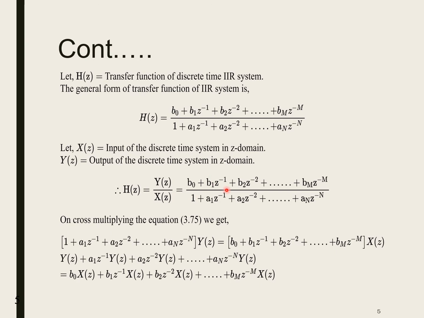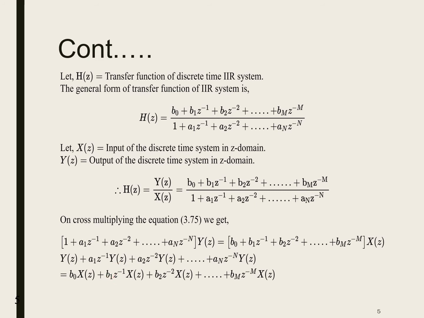Okay. Now, what is the next step? Just cross multiply on both sides. So cross multiplying the equation, what will we get? Y of z into 1 plus A1 z inverse plus A2, this equation, and X of z has to be cross multiplied with this numerator. Okay. So equating that on both sides, what do we get?